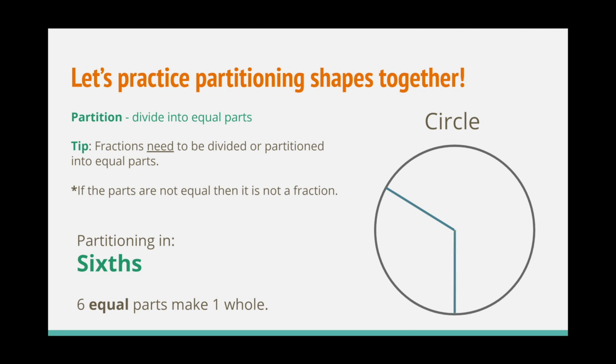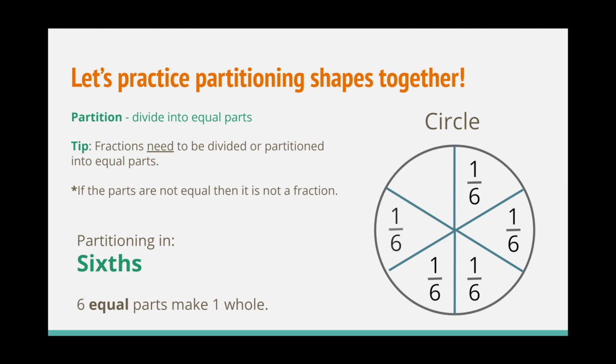Sixths. For my sixths, I'm going to draw that Y again because I know that if I have thirds and I cut those in half, or partition those in half, I get sixths. Like this. So now I have 6 equal parts. And each part is 1 part out of 6 parts. That's why each of them is 1/6.